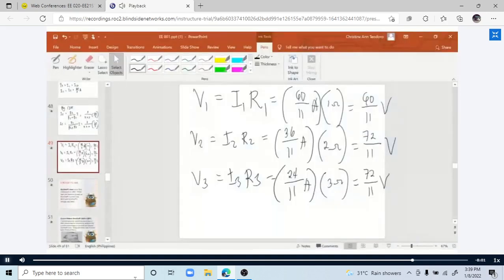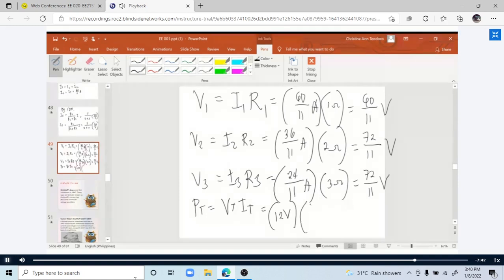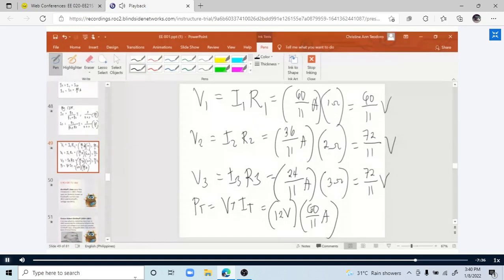Okay, so let us now proceed to the last part of the problem, which is getting the total power. Total power is equal to your total voltage multiplied by your total current. So this will be equal to 12 volts multiplied by 60 over 11 amperes. 6 times 12 is 720, so this will be 720 over 11 watts. Is that correct?